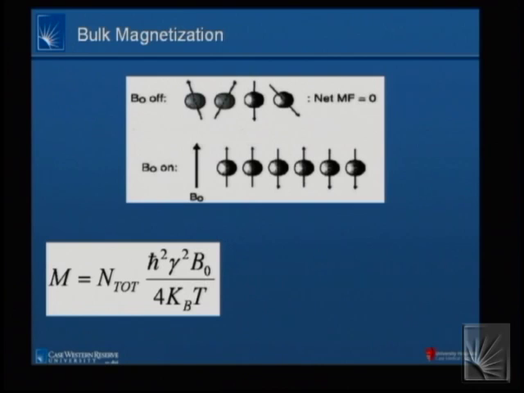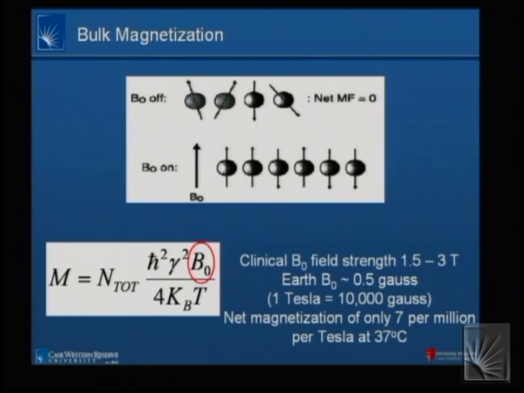It's essentially the ratio, if I look at this, approximately 7 per million per Tesla is the net alignment. It's an incredibly small number of my protons that are going to be able to line up with respect to the main magnetic field. And you may say, well, those are pretty crappy odds, Jeff. How is it that we're possibly doing NMR imaging? And the reason we can do it is because there's so many protons in our body.